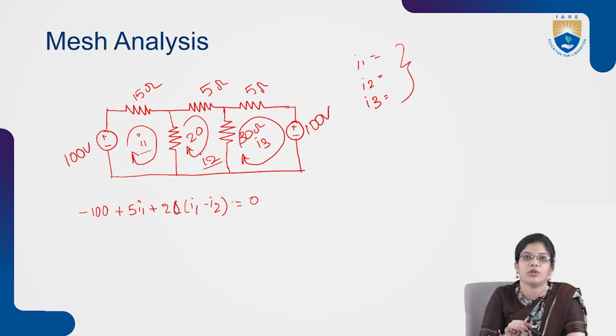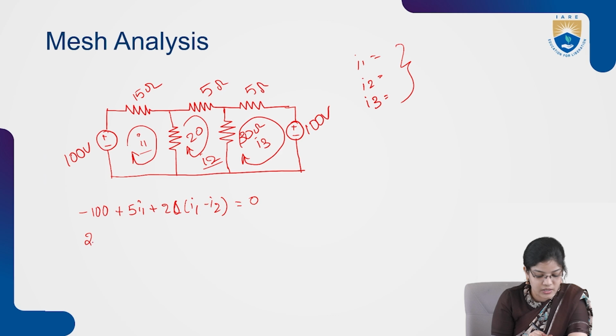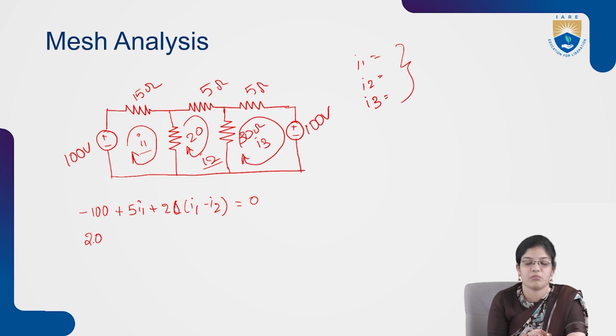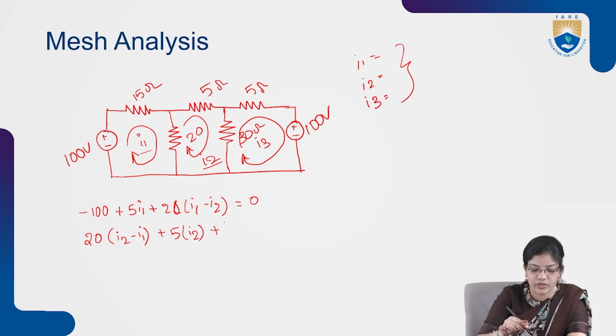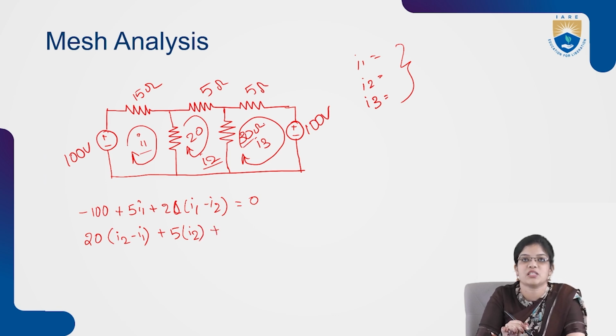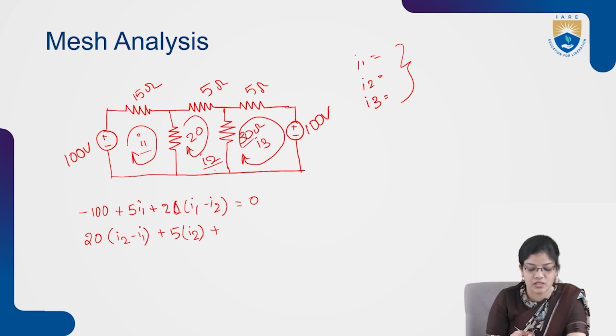So now we are going to write the equation for the second mesh. Here, the 20 is connected in between mesh 1 and mesh 2. As we are considering mesh 2, it should be taken as 20 (I2 minus I1), and then plus 5I2. And again, if we consider the 30 ohms resistance, it is connected in between I3 and I2. So as we are considering the second mesh, we have to write the equation as 30 (I2 minus I3) equals 0.